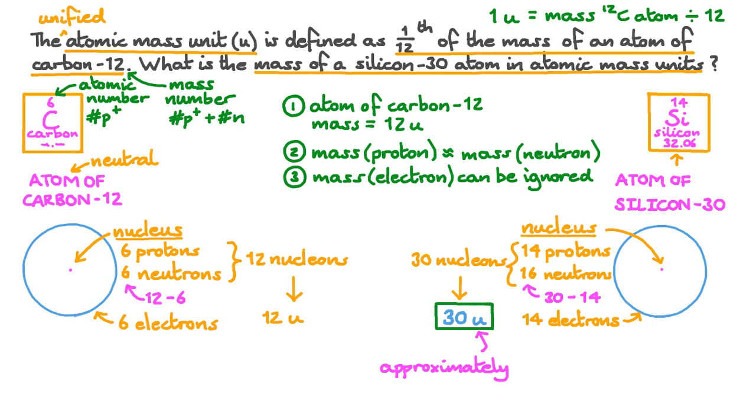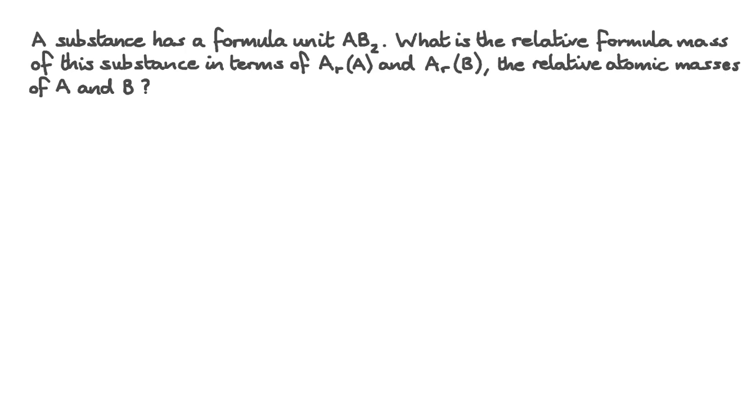Now let's have a look at a formula mass calculation. A substance has a formula unit AB2. What is the relative formula mass of this substance in terms of ArA and ArB, the relative atomic masses of A and B? This one's a little bit tricky because we haven't been told what elements are involved. We've just got 1 of A, whatever that is, and 2 of B. We've been asked for the relative formula mass of this substance, which means we need to work out the relative mass on a scale where an atom of carbon-12 would have a mass of 12.